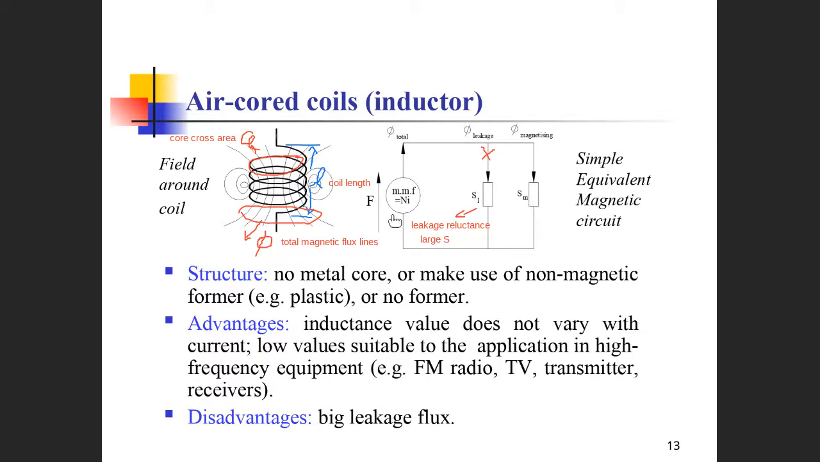Their relationship is phi equal to F over S. So that's a simple magnetic circuit. You can use Ohm's law to solve such a circuit. Imagine that F is the voltage, phi is the current, and S is the resistance.